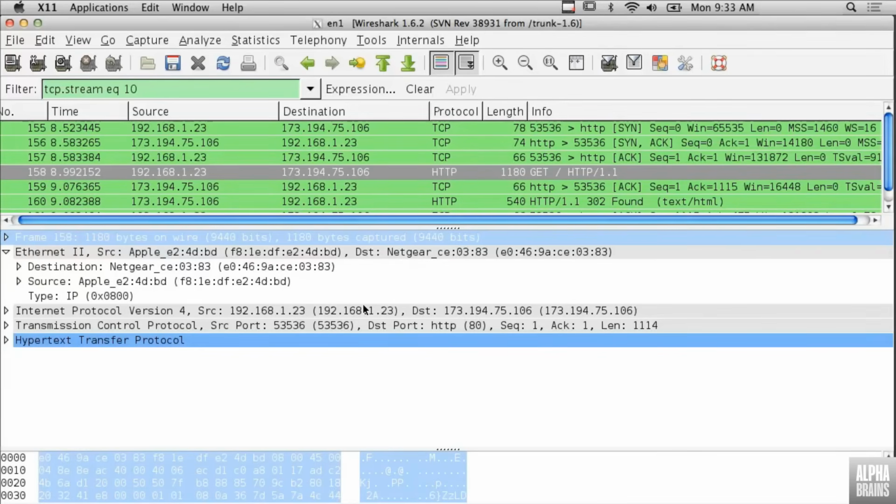The second 3 bytes actually are the NIC address. So they are the unique address specific to that network interface card. So we've got 3 bytes that belong to the vendor. The E0469A belongs to the vendor in the destination address, and the CE0383 belongs to the network interface card. So that's the network interface card's address itself. And you put the two together and you get the MAC address.